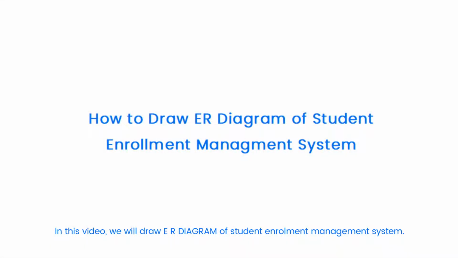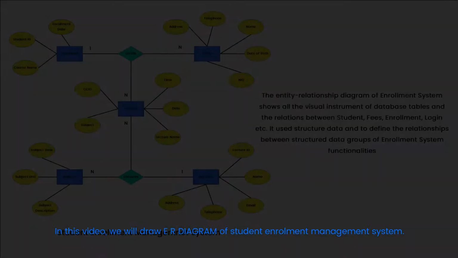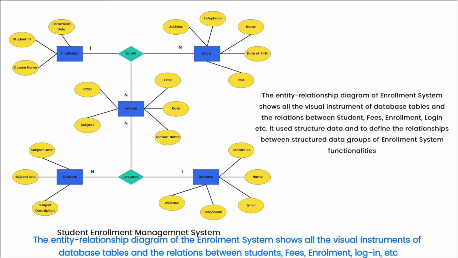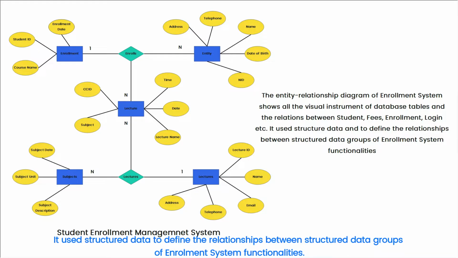In this video, we will draw an ERD diagram of a student enrollment management system. The entity relationship diagram of the enrollment system shows all the visual instruments of database tables and the relations between students, fees, enrollment, login, etc. It uses structured data to define the relationships between structured data groups of enrollment system functionalities.